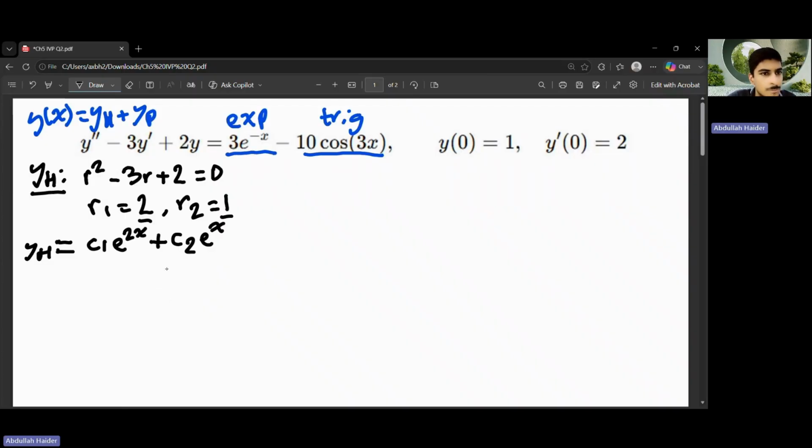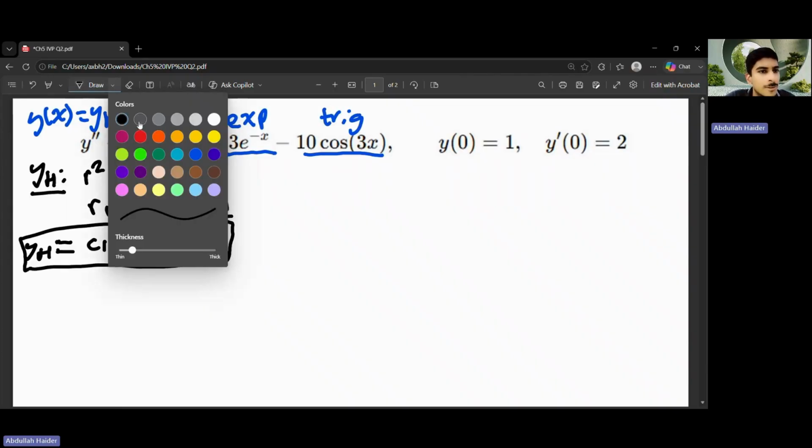Just let me confirm. Yeah. So r1 is 2, r2 is equal to 1, distinct. So our homogeneous solution will have C1 y1, where y1 can be e^(r1 x), y2 can be e^(r2 x). So after substituting the r, this is what you get. This is your homogeneous solution. And now you will make an assumption for yp.